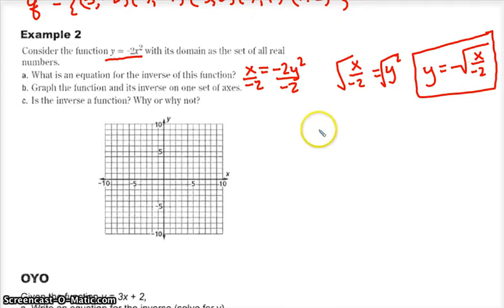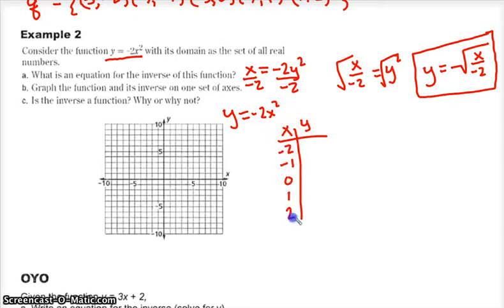Now, let's look at how to graph. The easiest way to graph is to make a table. Okay, I've got my x and my y. Let's look at the original function of y equals negative 2x squared. If I plug in some familiar points, negative 2, negative 1, 0, 1, and 2, I end up getting negative 8 for y, negative 2, 0, and then those values will repeat, negative 2 and negative 8. As you suspected, we will end up with an upside down parabola with my vertex at 0, 0.